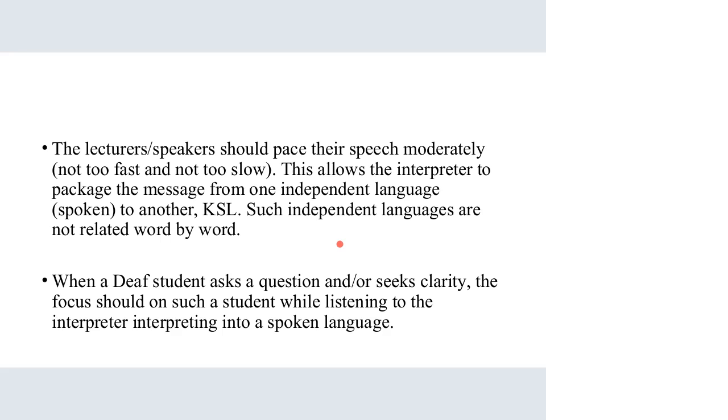Very important. Then when a deaf student asks any question in class or seeks any information, the focus should be on the student who is deaf while listening to the interpreter interpreting the spoken language. That lecturer or speaker should address such a student directly, not indirectly. When you are speaking to the deaf, you don't ask the question through the interpreter. You address the deaf student using his or her name.